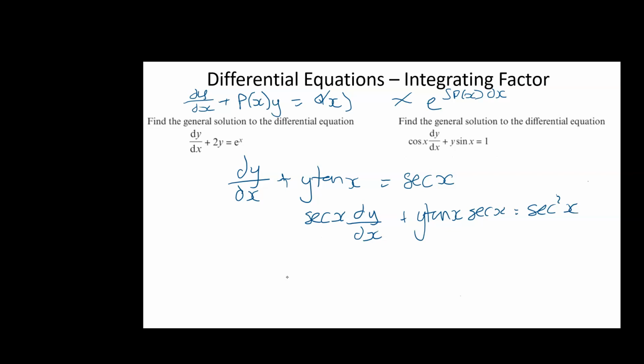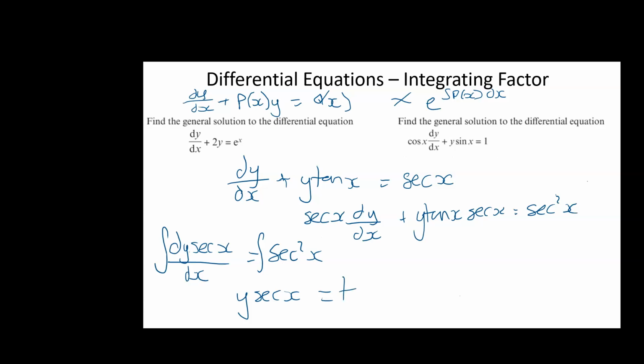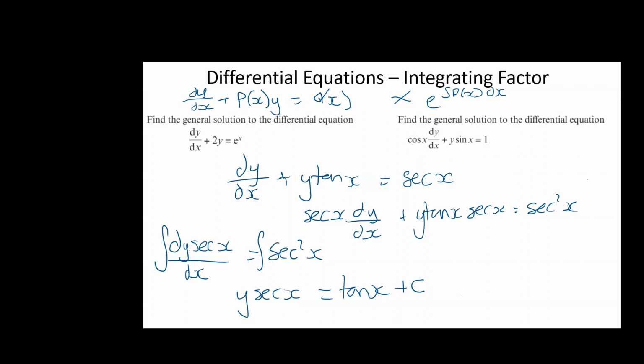And we can rewrite this now as d of y sec x dx equals sec squared x. And we can integrate both sides. So on the left we're going to get y sec x, and this equals the integral of sec squared, which is tan x plus c. And of course you can get rid of the sec by dividing, if you wanted it as y equals.